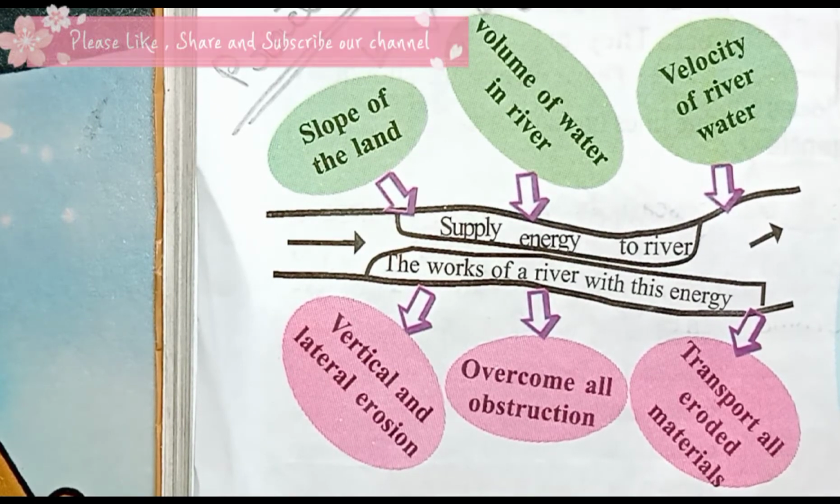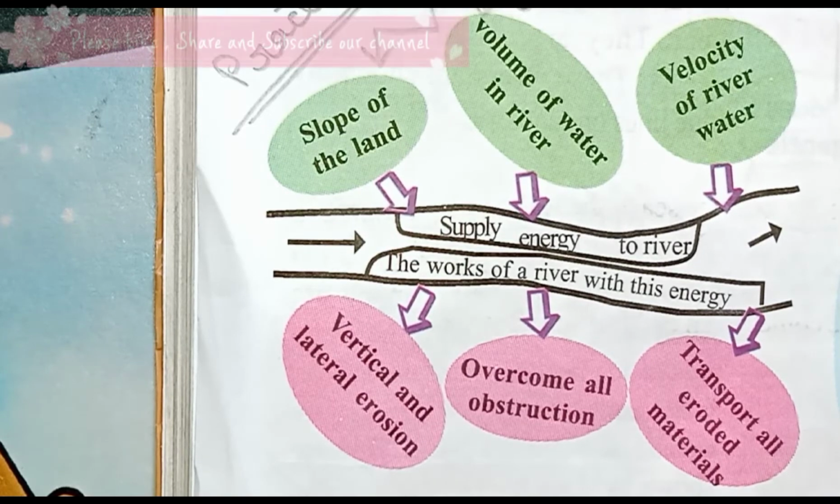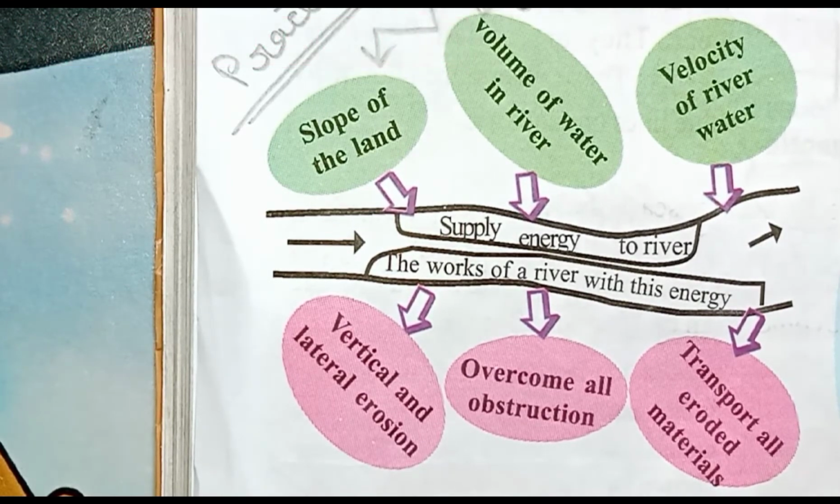Today we'll start the topic: what are the works of a river. In the life cycle of a river, there are mainly three parts.